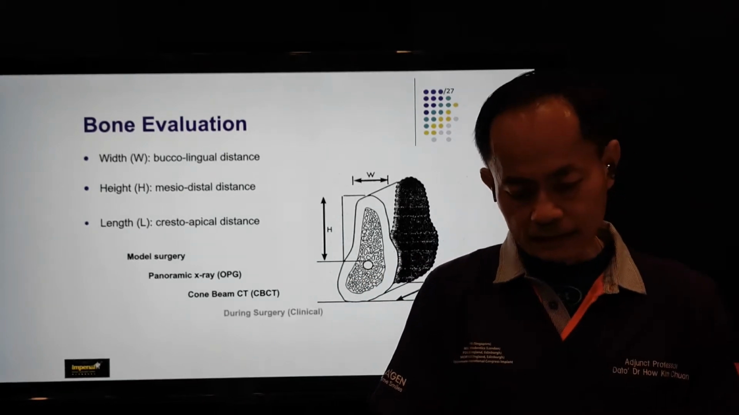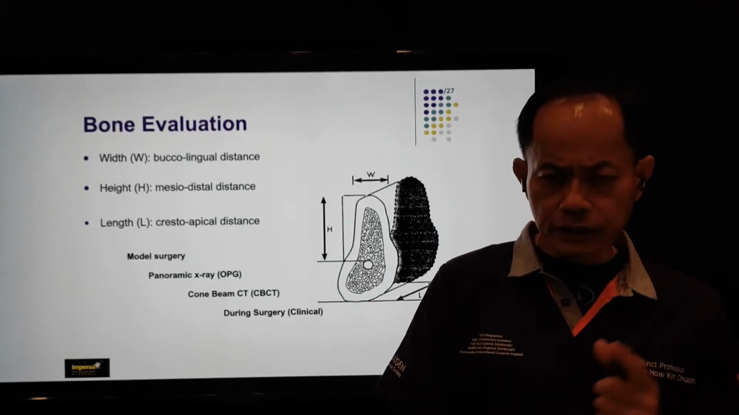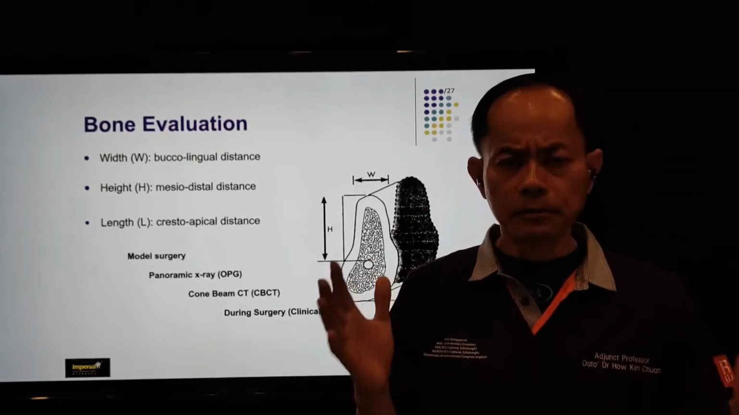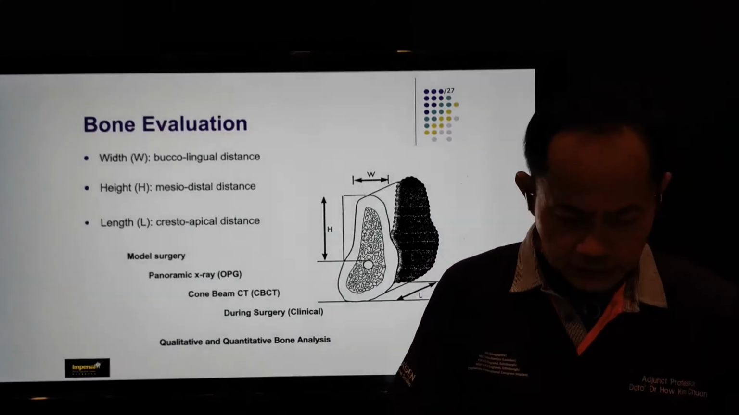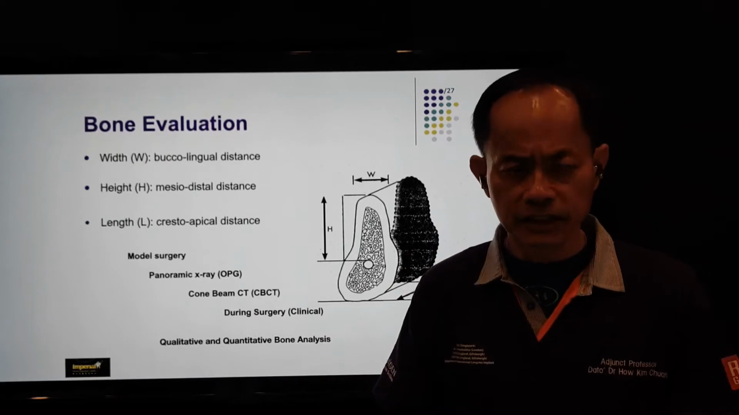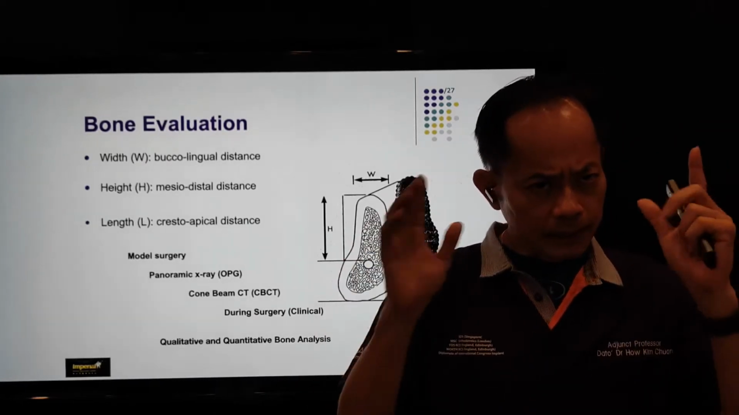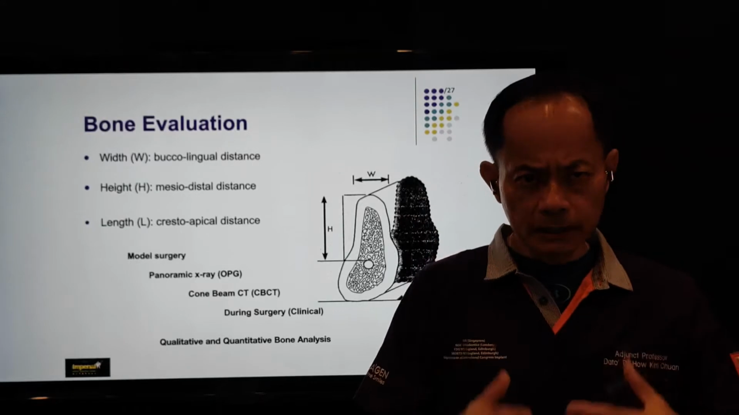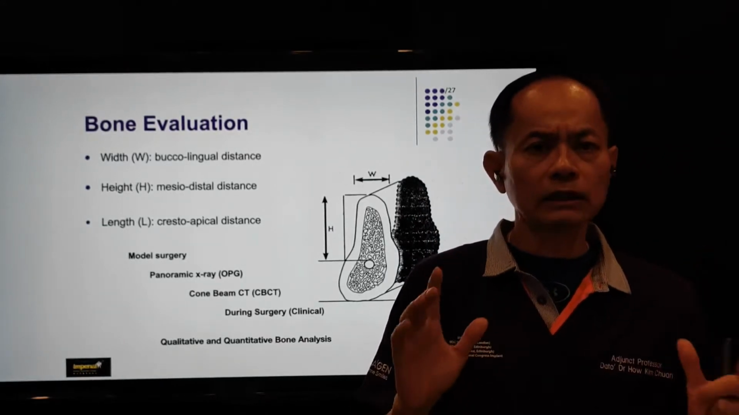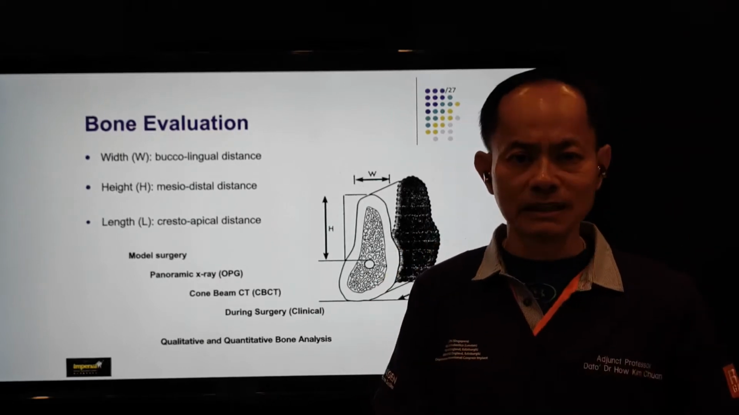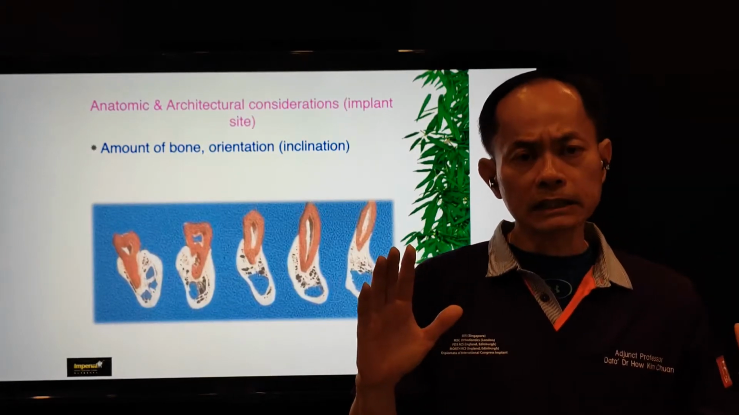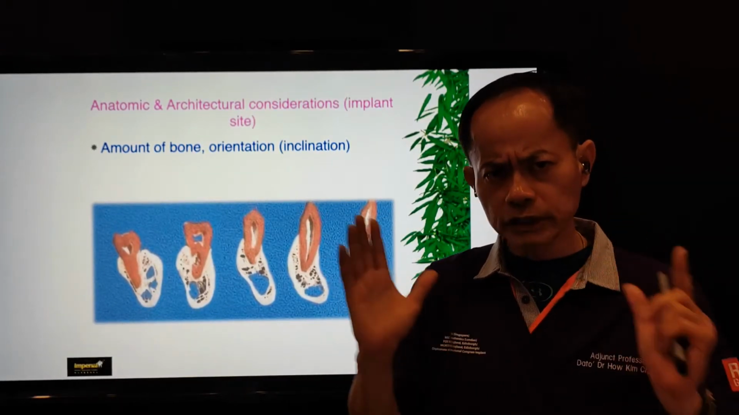So how do we actually decide whether there is enough bone or not? It's what we call a qualitative and quantitative evaluation. Qualitative means by discretion, by eyeballing, by the surgeon's experience, and quantitative is through measurement. Nowadays what we're doing is more on a 3D basis.